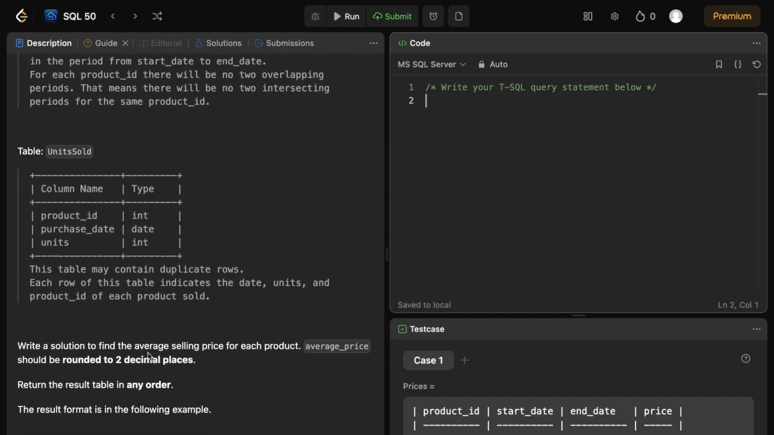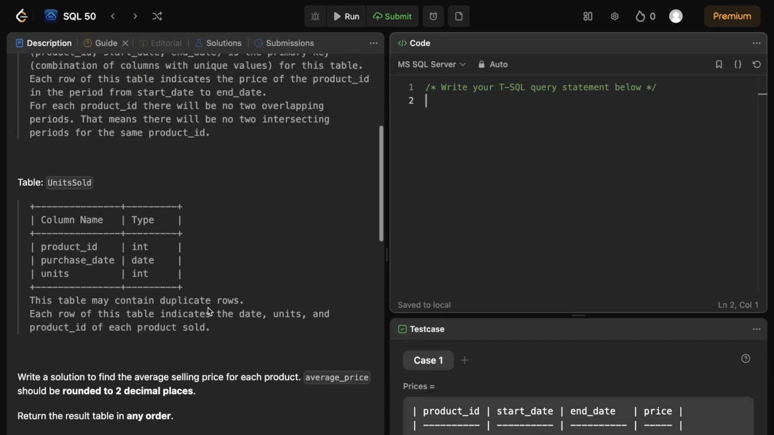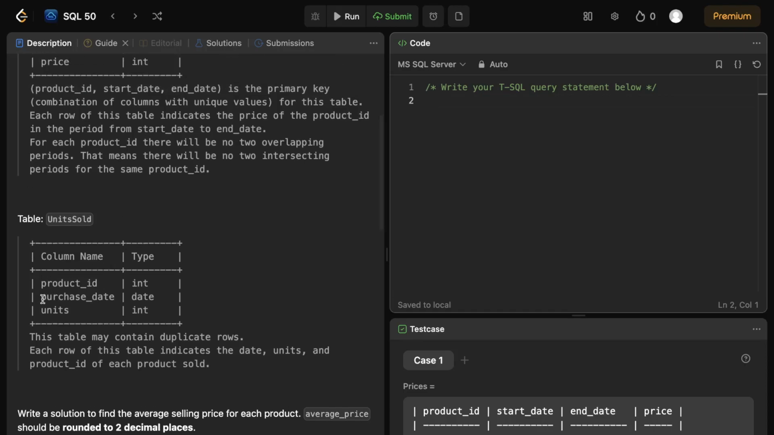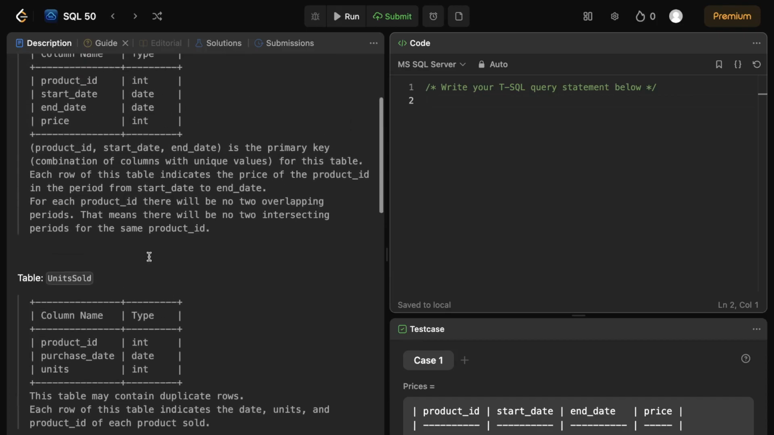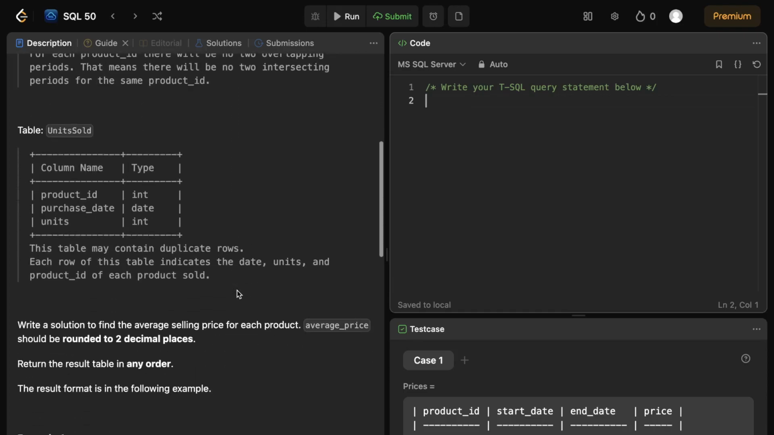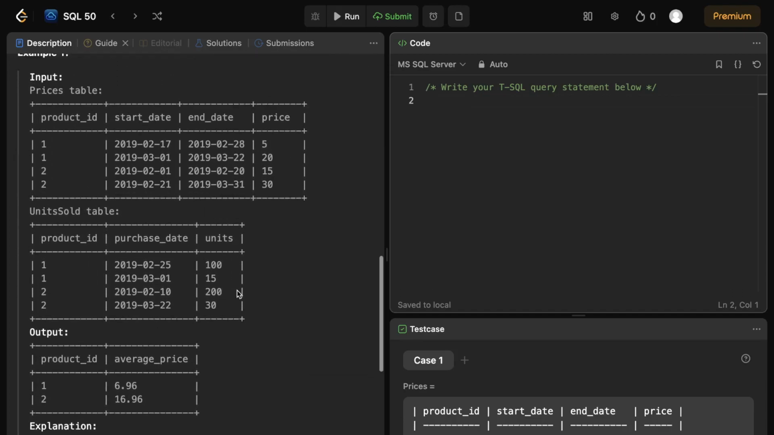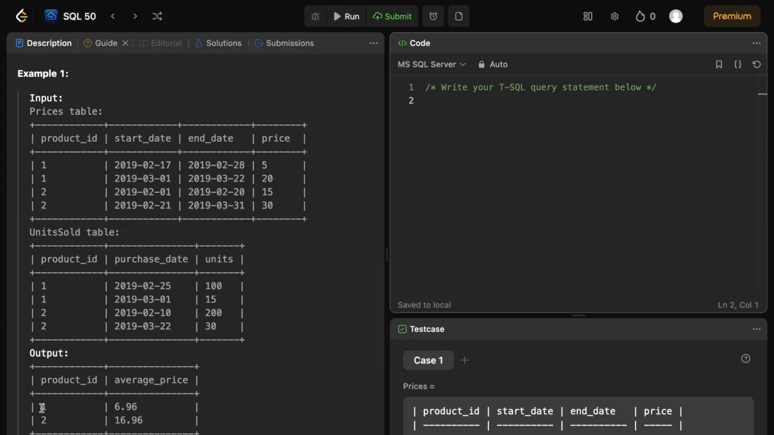What we have to do is find the average selling price for each product. So basically, the product price keeps changing over some time. So what we'll have to do is check the purchase date, and if it lies between a certain period, we'll check that price, and that price into number of units sold will give us the total price for which the product was sold. Okay, and finally we have to print the average price of each product.